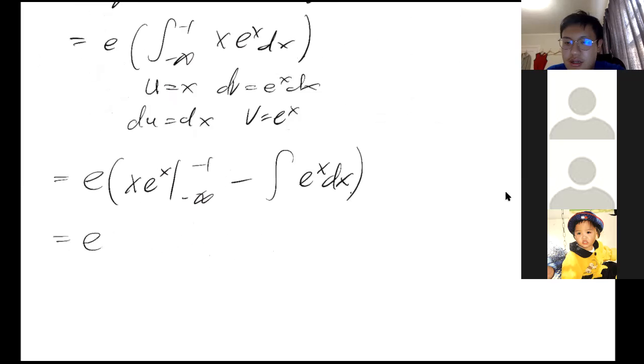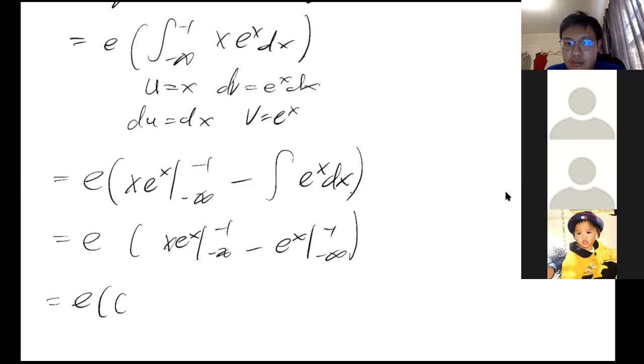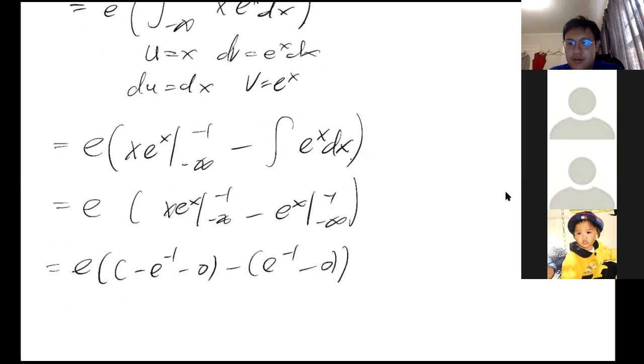So that's just e times x e^x from negative infinity to -1 minus e^x from negative infinity to -1, which is e times negative e to the -1 minus 0, minus e to the -1 minus 0. So the answer is -2.